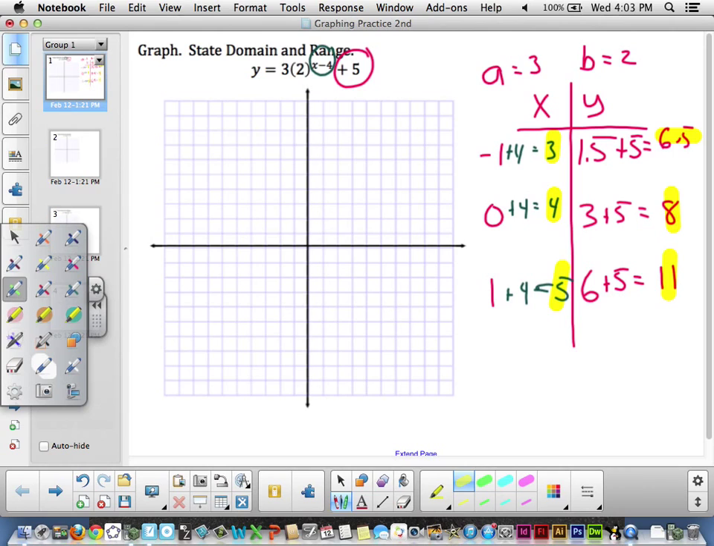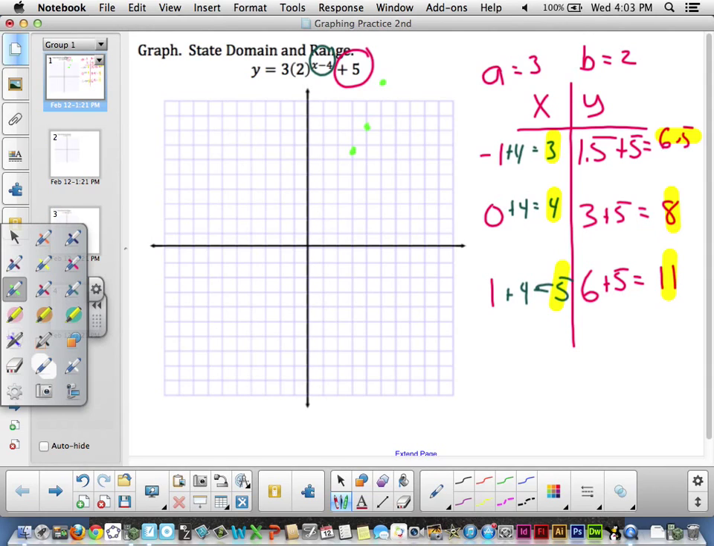We'll go ahead and plot those. 3 and 6.5 right here. 4 and 8 right there. And 5, 11 is just above the graph.